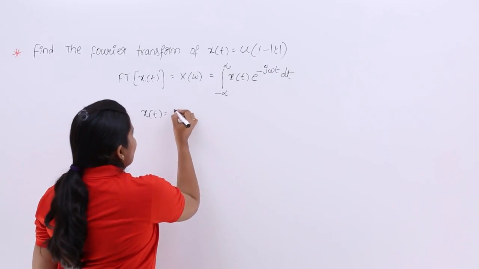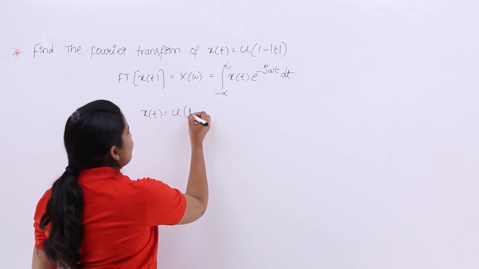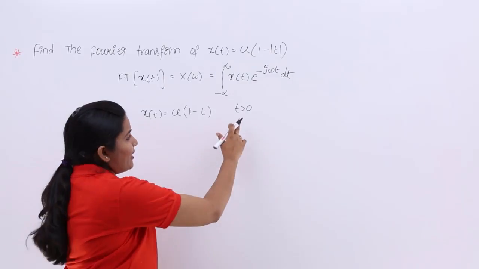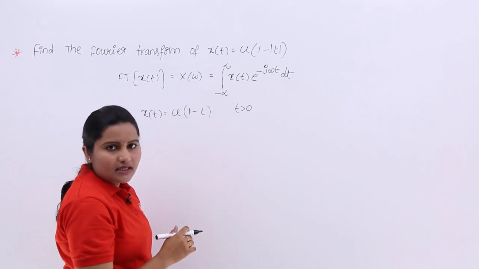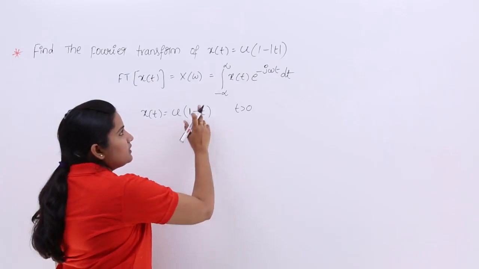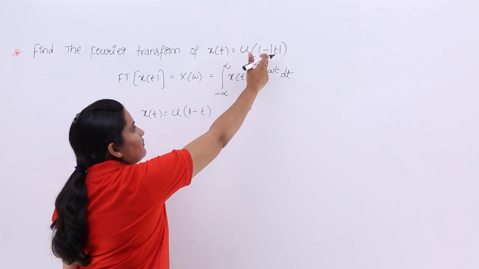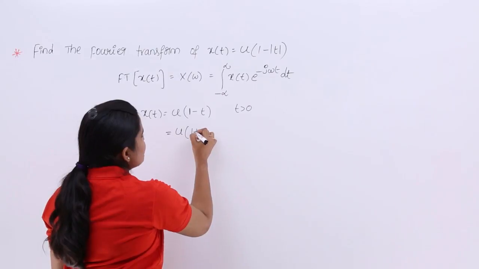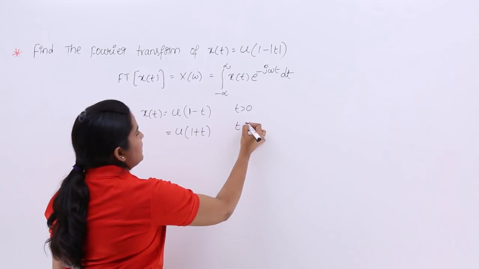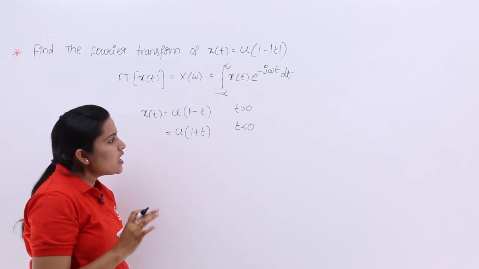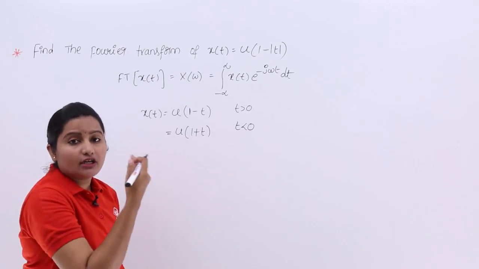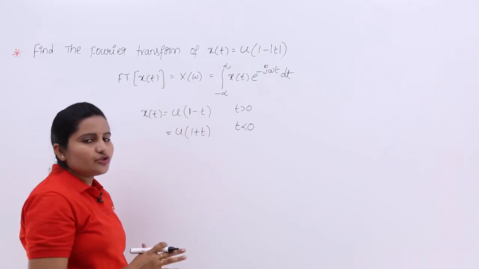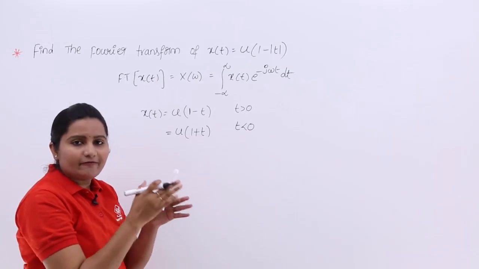Then here I want to write it like this: x of t is equal to u of 1 minus t when t is greater than 0. Why? Because when t is greater than 0, modulus of t is equal to t, and so you get 1 minus t. And x of t is equal to u of 1 plus t when t is less than 0. Why? Because when t is less than 0, modulus of t is equal to minus t, and minus of minus gives you plus. So, this is the expanded definition of your given signal.